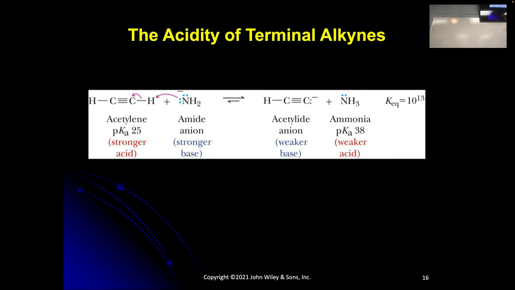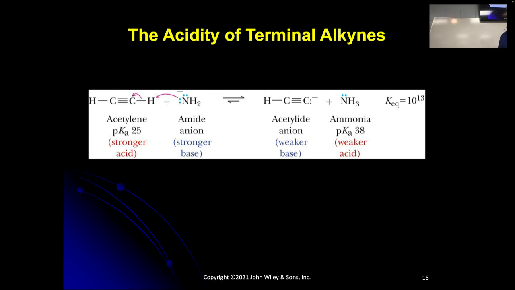What is the Lewis acid on this side? Acetylene. What's the Lewis base? All right. What's the conjugate base? And the conjugate acid? Ammonia. Notice I go from a pKa of 25 to a pKa of 38. So I've gone from stronger acid to weaker acid. That equilibrium always favors the weaker acid. And the difference here is very large. That's why I have a Keq of 10 to the 13th.